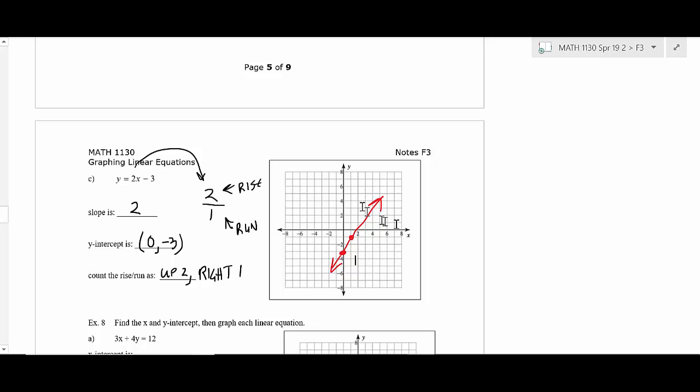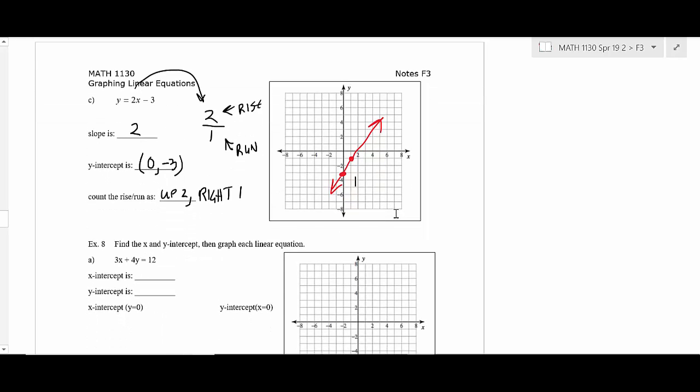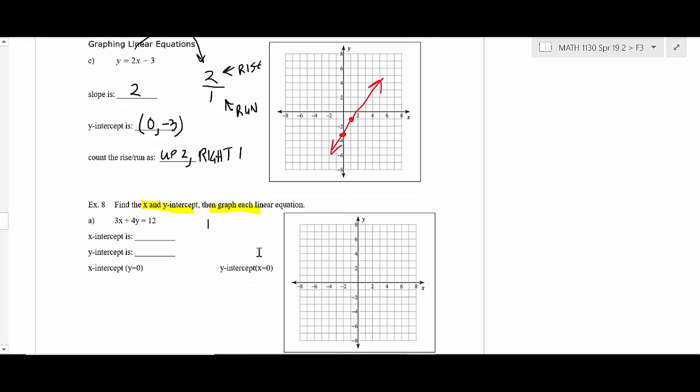Okay, so the next step we want to look at is finding the x and y intercept, and then just graphing this way. So we're not going to do the slope-intercept form. I'm not going to solve for y. I'm going to do this one a totally different way. So the idea is an x-intercept always has a y value of 0. A y-intercept always has an x value of 0. That's what you got to understand.